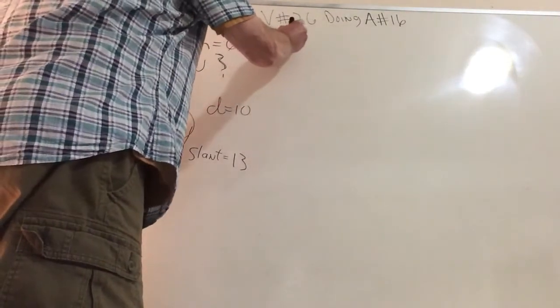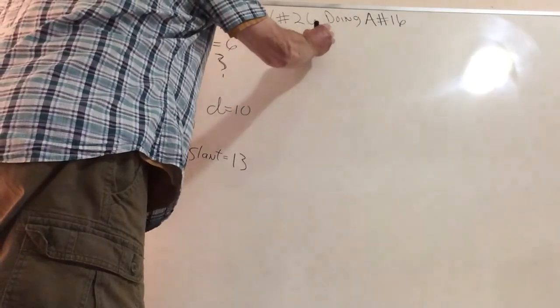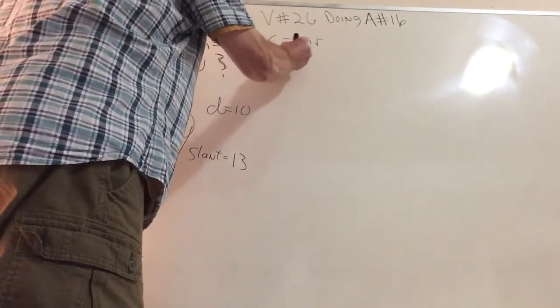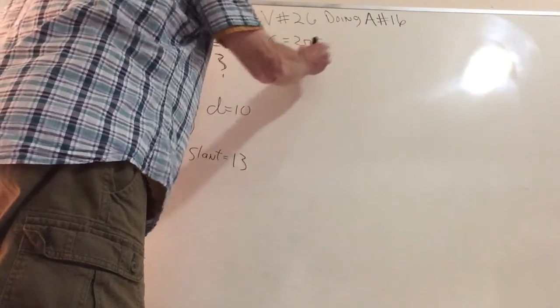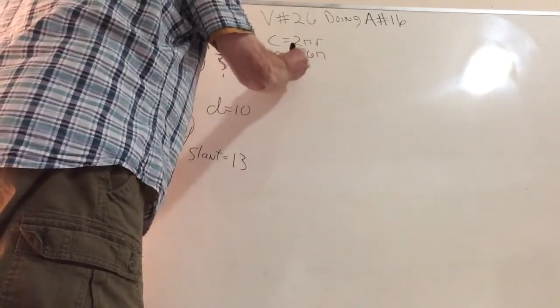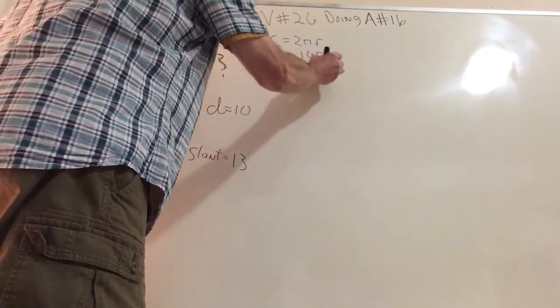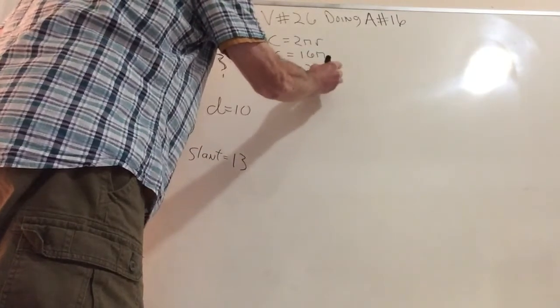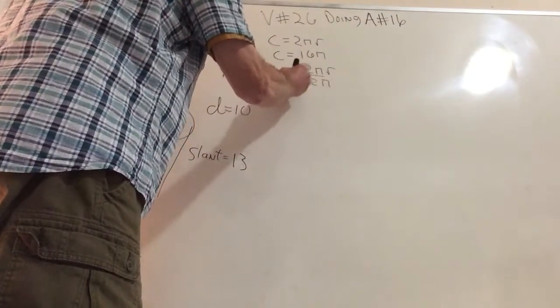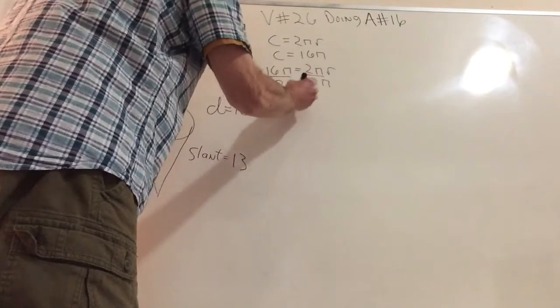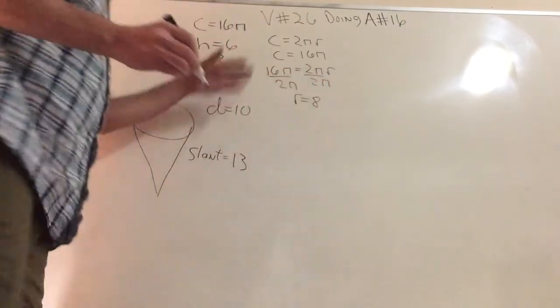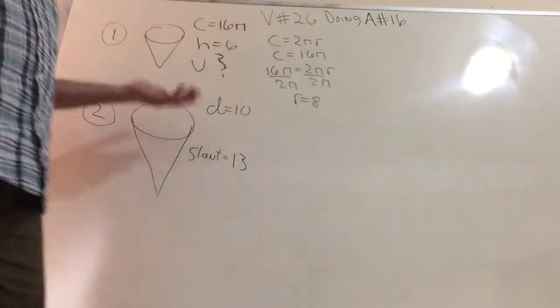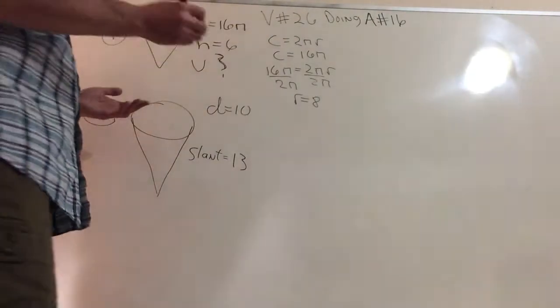We know that C equals 2 pi r. And we know that C equals 16 pi. So it follows instantly that 16 pi equals 2 pi r. When I divide both sides by 2 pi, the answer is instant. R equals 8. Well, once I get over that part, I'm easily able to solve the rest of the problem.